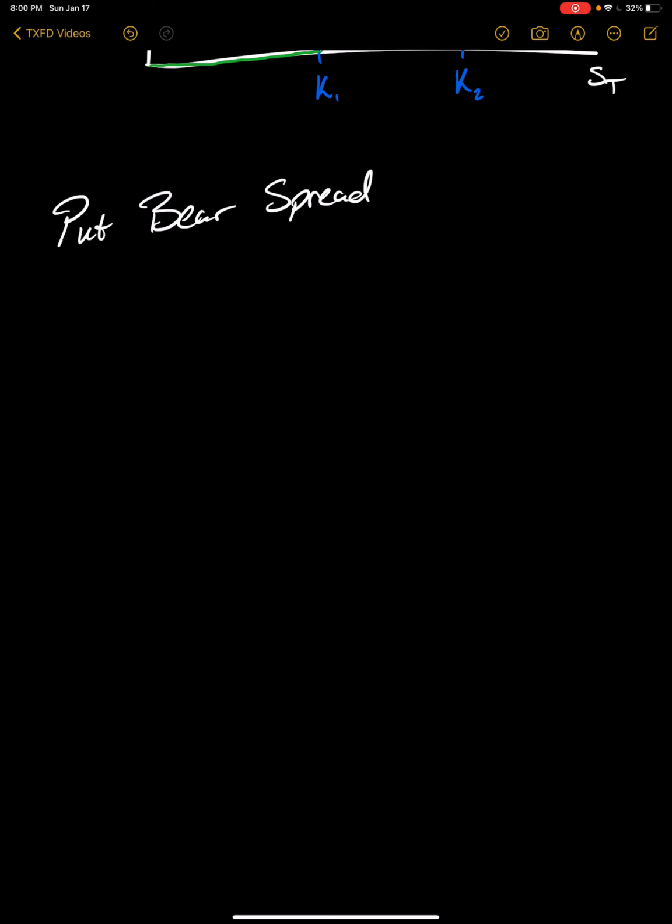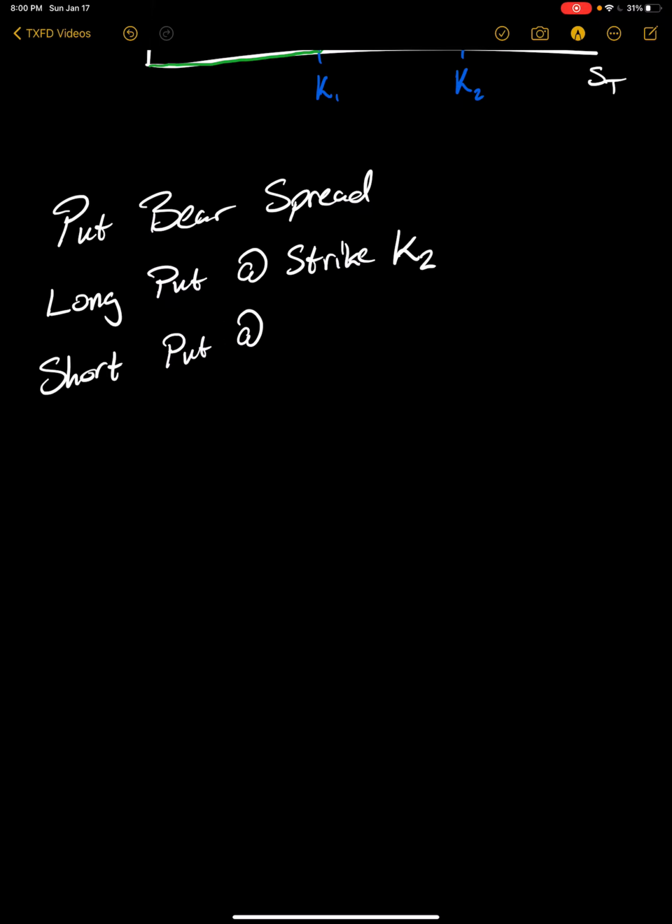is going to consist of a long put and a short put. So we're going to long a put at strike K2, and we're going to short, or sell, a put at strike K1. So we're going to buy a put at K2. We're going to sell a put at K1. That's all that's saying.